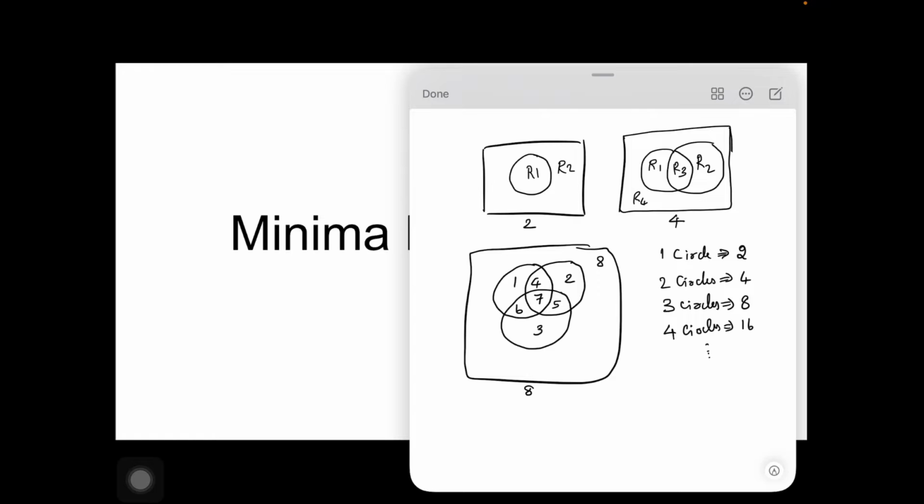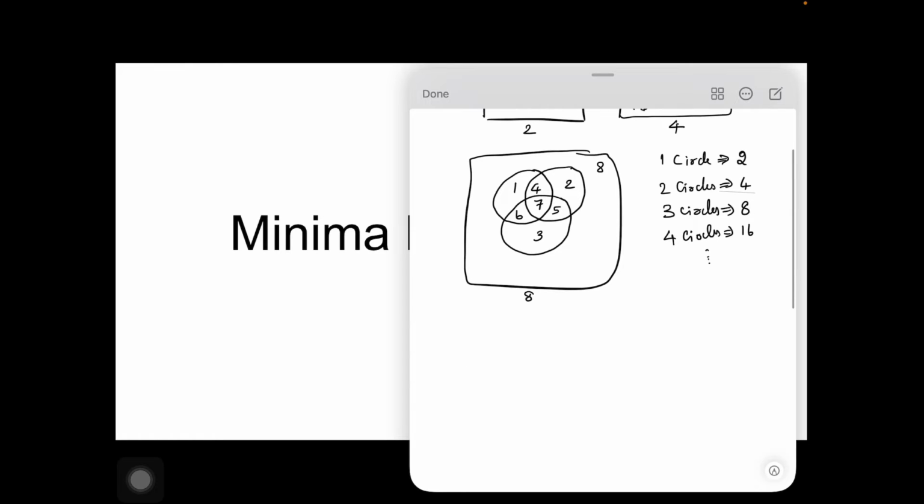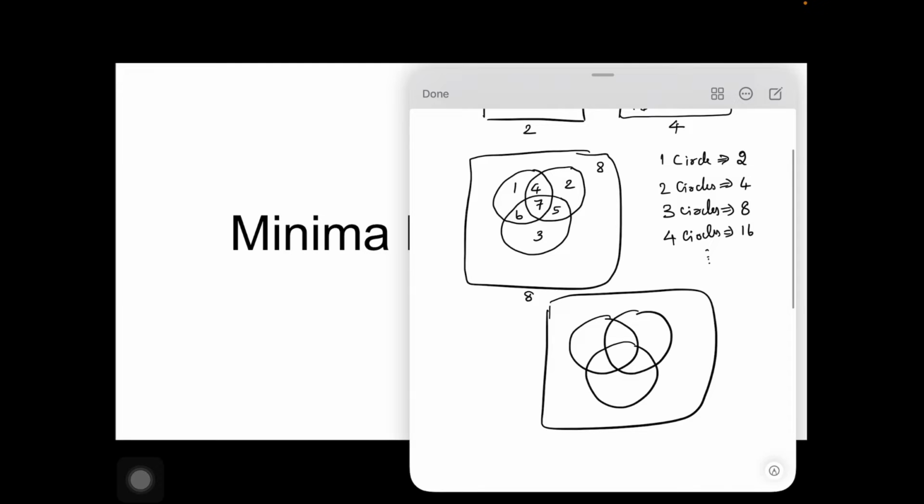Because let's say you take a 3 circle Venn diagram. Now if I take a region, I can ask 3 questions. Does this region belong to circle 1 or not? It may be inside, it may be outside. So there are 2 answers that I may get from here. I can ask a second question. Does this region belong to circle 2? Is it inside circle 2? The answer may be yes or no. So there are 2 variations here.